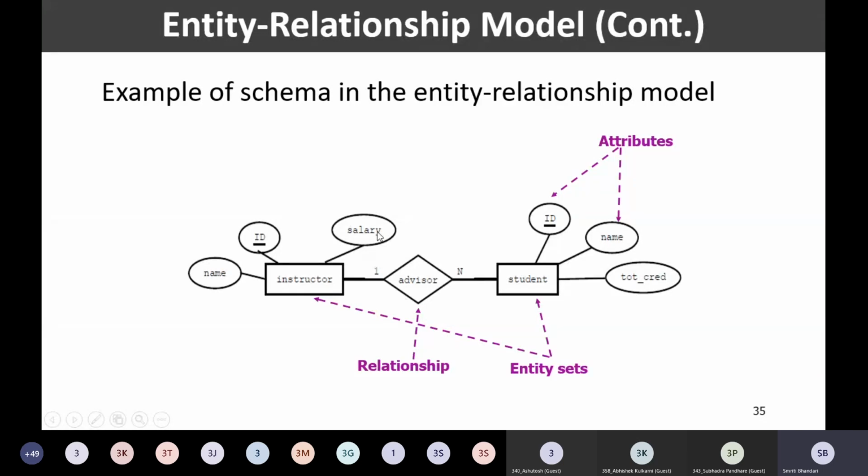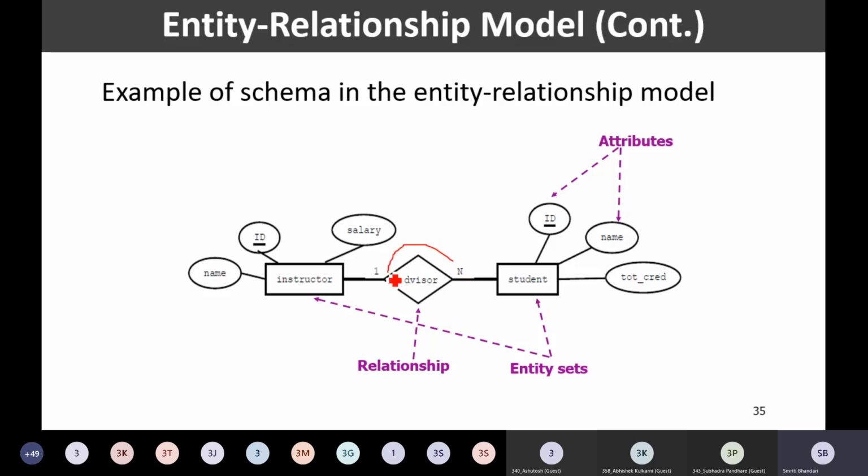Now, we would like to relate instructor with student. So there is an association between instructor and student. As I mentioned, one instructor may work as advisor for a set of students, or in other words, we may say that one student has one advisor who is an instructor. So to relate these two entity sets, we have the relationship.